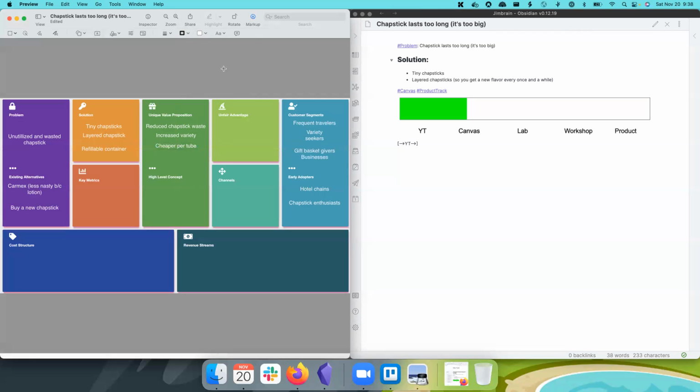Oh, high level concept. I really don't want to do that for this. I don't know. We're the Keurig of chapstick. Yeah, you did it, Neil. I was so unsure how to proceed. We're the Keurig of chapstick. We increase plastic waste and, I don't know what else, convenience. Okay, unfair advantage.